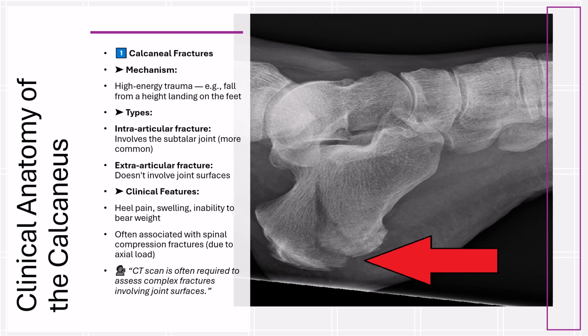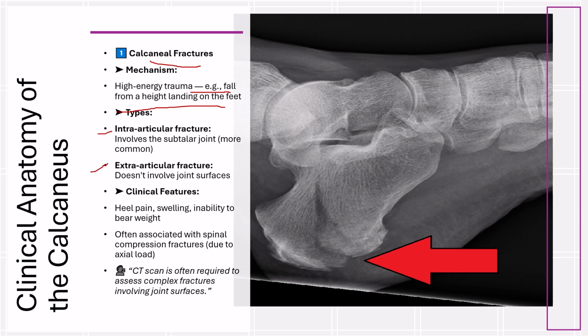Okay, so the calcaneus fracture is the most common fracture that occurs whenever a person or child falls from a height and lands on the foot. It's a high energy trauma, so the calcaneus gets fractured. It can be an intra-articular fracture or an extra-articular fracture.